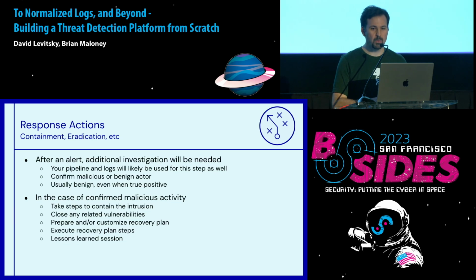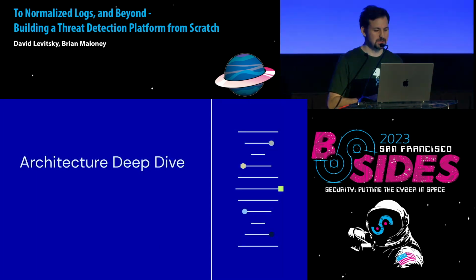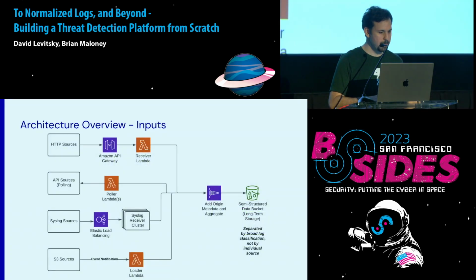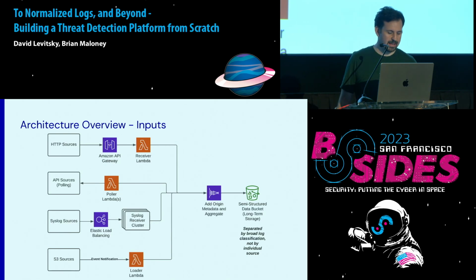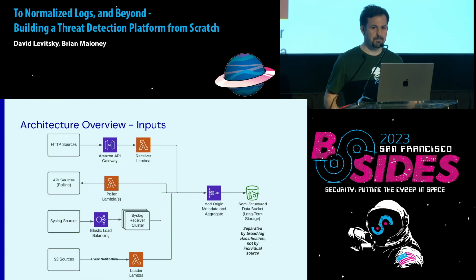So this is what we want to do. Now, how did we actually do it? So we're going to jump in now to the architecture. So I'm going to go over kind of two parts of the architecture, the inputs and then the detection side, and then I'll show you just a slide briefly where we put the two together. So you can see on the left-hand side of the screen, we support multiple different source types. Those could be HTTP, API, syslog, buckets, etc.